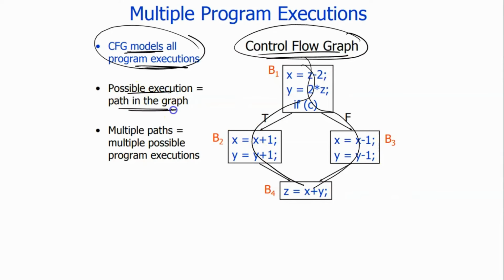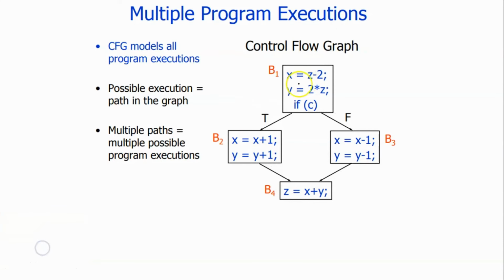What is a possible execution? That is nothing but a path in this graph. So in this graph, if you have a path, then that is basically your possible execution. For example, you have a path from B to here, you can see this is a path. So this is a possible execution.